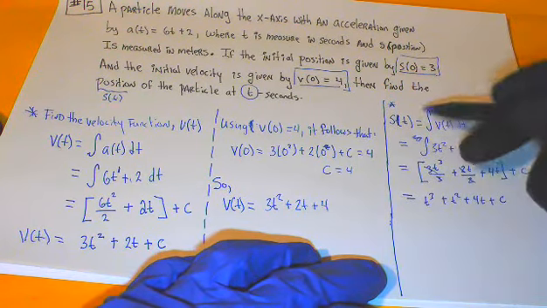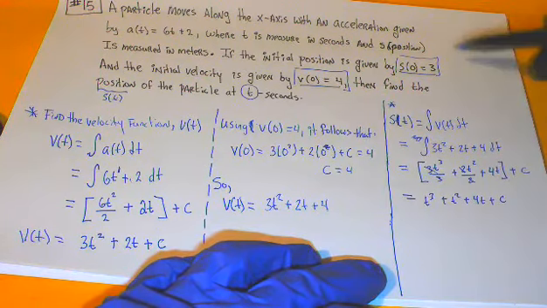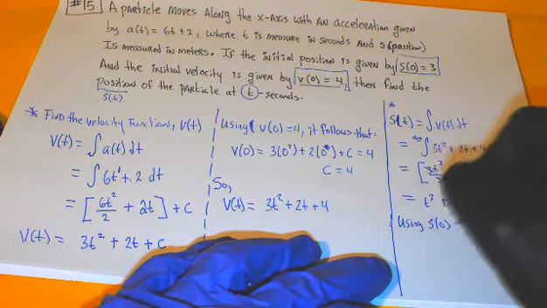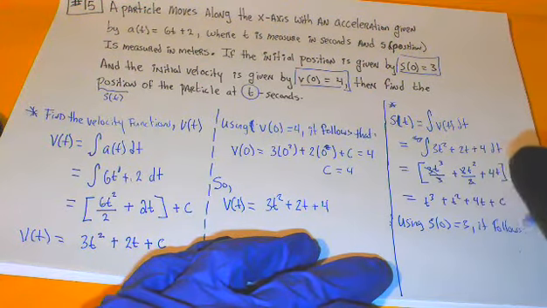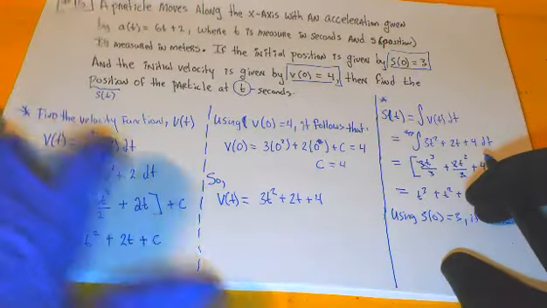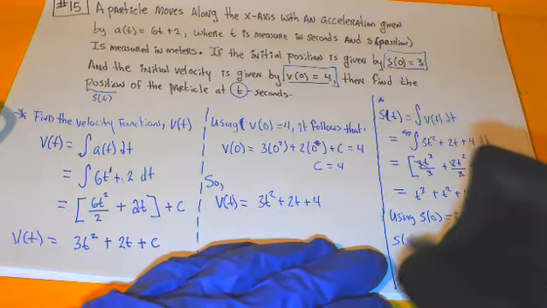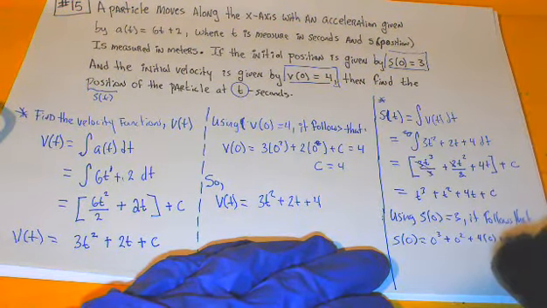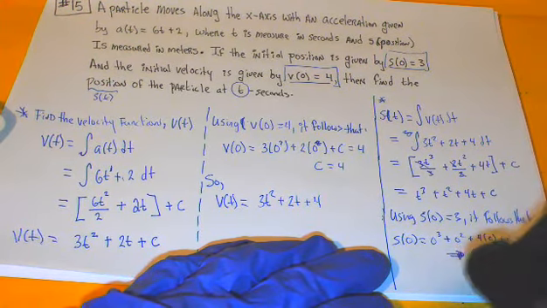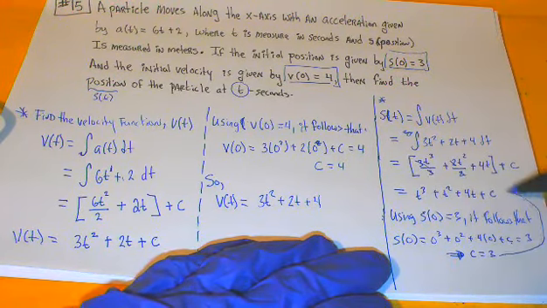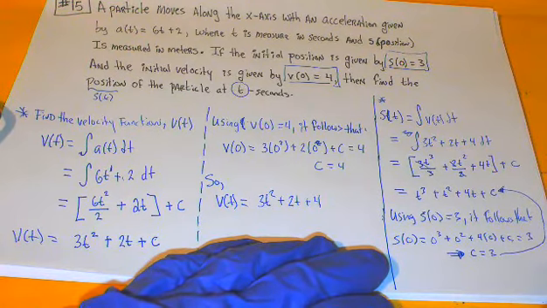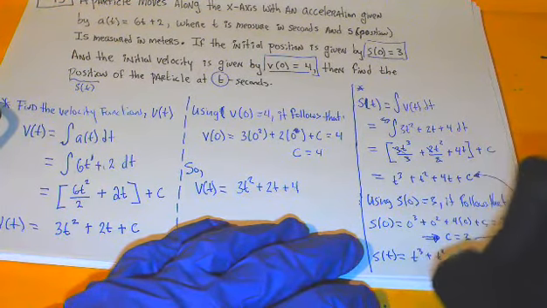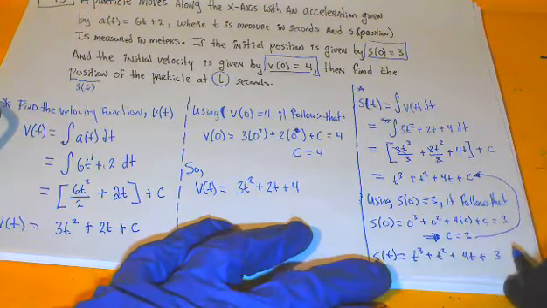So this represents the general position function, but we want a specific one where s of 0 is equal to 3. Using s of 0 equals 3, it follows that s of 0 is going to equal 0 cubed plus 0 squared plus 4 times 0 plus c is equal to 3, which implies that c is equal to 3. Since c is equal to 3, I can plug that into our general solution for s of t to get our specific function. So our position function s of t is going to be t cubed plus t squared plus 4t plus 3. And that's it for this problem.